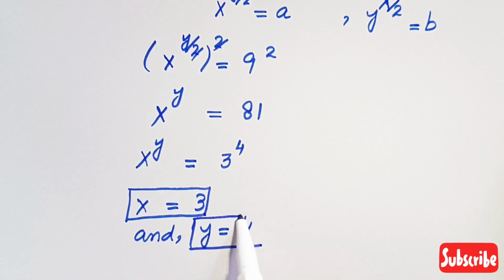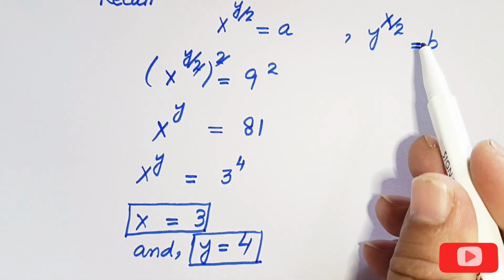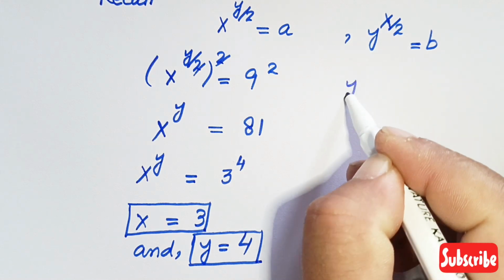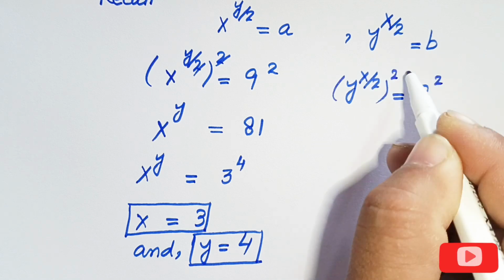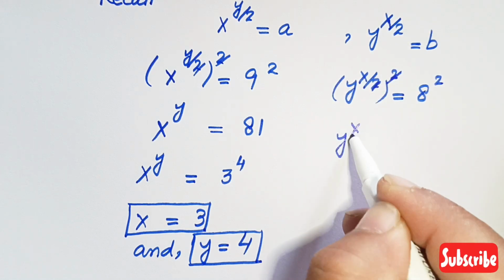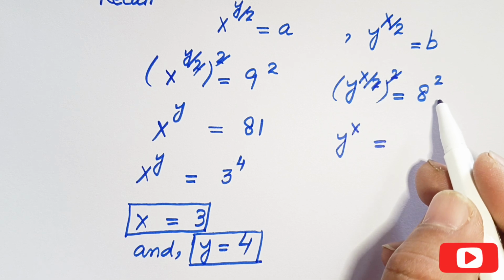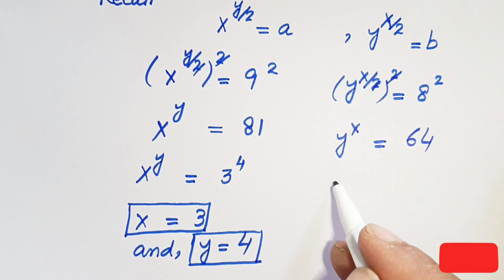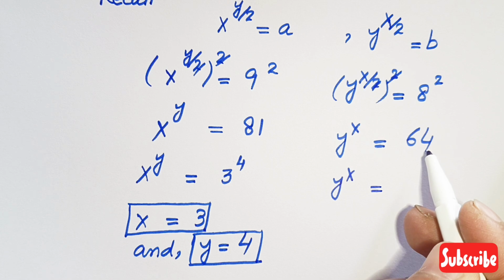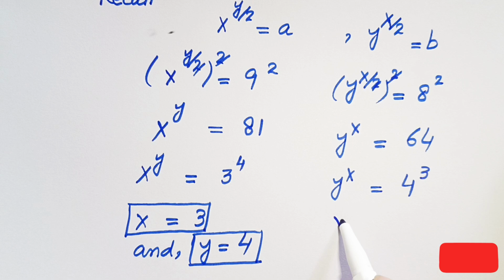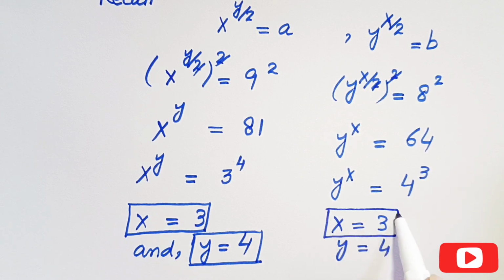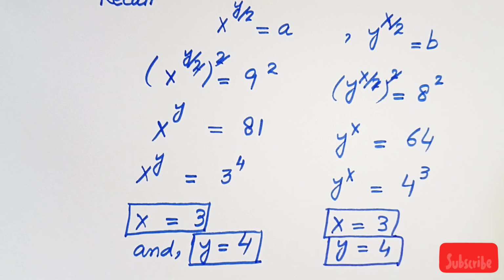Now we are going to solve the other case, which is y to the power x over 2 is equal to b, and b is equal to 8. Taking the square on both sides, cancelling 2 with 2, we get y to the power x is equal to 8 squared, which is 64. This 64 can also be written as 4 times 4 times 4, which is 4 cubed. So here we get x is equal to 3 and y is equal to 4. Again we get the same values of x and y.